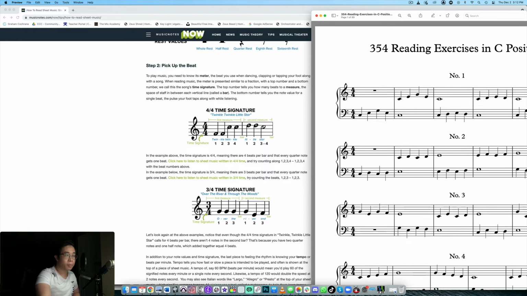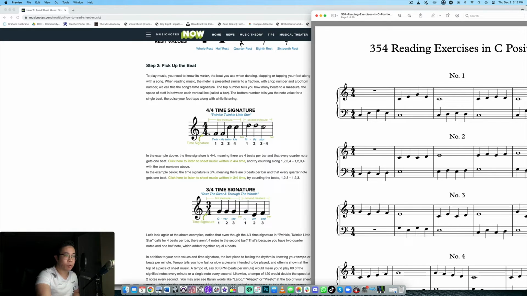So the top number will always tell us the number of beats within the bar, within the measure. So if it's a 4 on the top, then we'll expect to see 4 beats within the measure. 1, 2, 3, 4 before a bar line, and then it starts a new bar. And bars essentially just help us group music to make it easier to read, basically. So yeah, that's what the top 4 means.